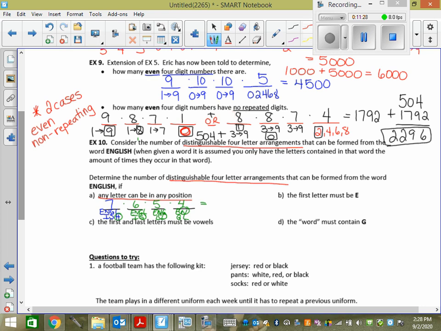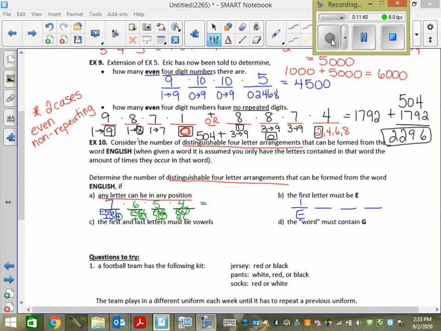You guys are going to try B, C, and D. So for B, it says the first letter must be E, and that's the only restriction. So we still have 4 blanks because we need the number of distinguishable 4-letter arrangements. This one's going to be an E, which is one option. And then I hold the E, so how many letters do I still have left? 6, then 5, then 4, which I believe is 120.